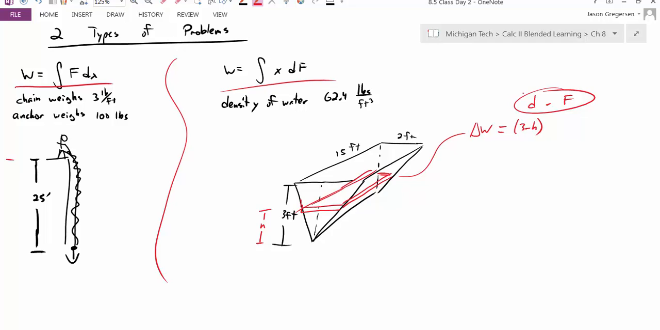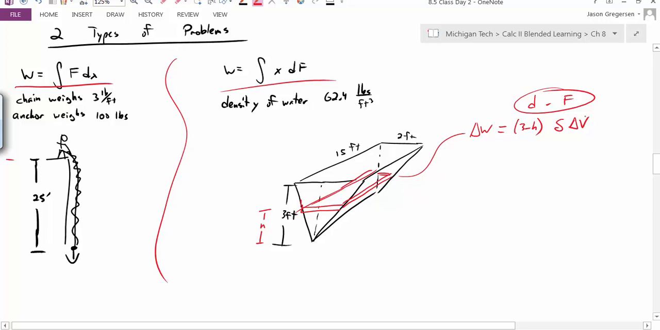Volume times density. My density is telling me how to do it, right? My density is pounds per cubic foot. Well, I want the weight. I want pounds. I've got to take this density times the volume. So density times just the volume of my slice, which is very thin, is going to be equal to the force I need to move this thing. So there it is. That's the work it takes to move this little slice out.